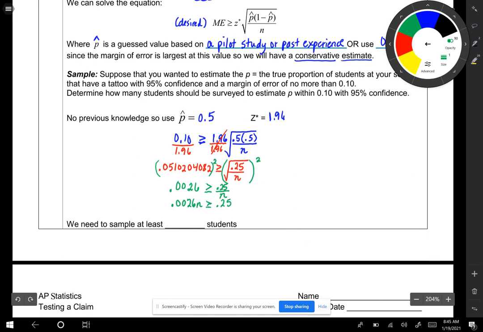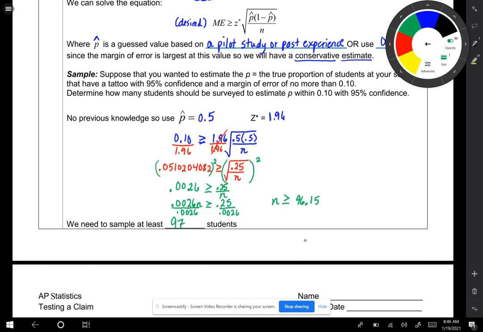And our last step, divide both sides by 0.0026. And that gives me n is greater than or equal to 96.5. So go to the next integer that's going to be bigger than 96.5, and that would be 97 students. So we need to sample at least 97. We can't say 96 because that would make it less than required. So we need to sample at least 97 students.